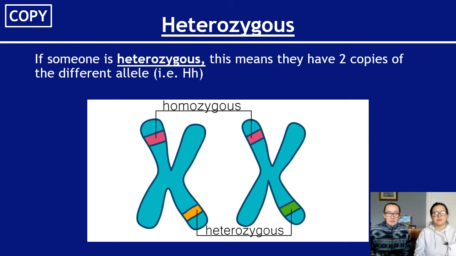That is the only mix that you can have, a capital and a small letter. There's no other options. So that means that they have 2 different alleles. If we look at these 2 chromosomes here, they are homozygous for the pink gene because each of the 2 chromosomes has that pink gene, whereas they're heterozygous for the other one because they have 1 copy of an orange and 1 copy of a green. So heterozygous is 2 different alleles, homozygous is 2 of the same alleles.